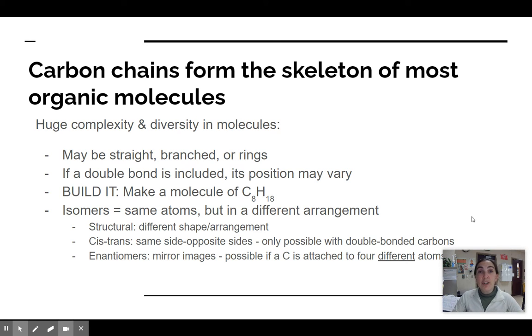It might seem like a minor change to us, but it can have huge consequences for how those molecules function in living things. You can look up some examples of that if you would like to learn a little more about that and see how different those effects can be.